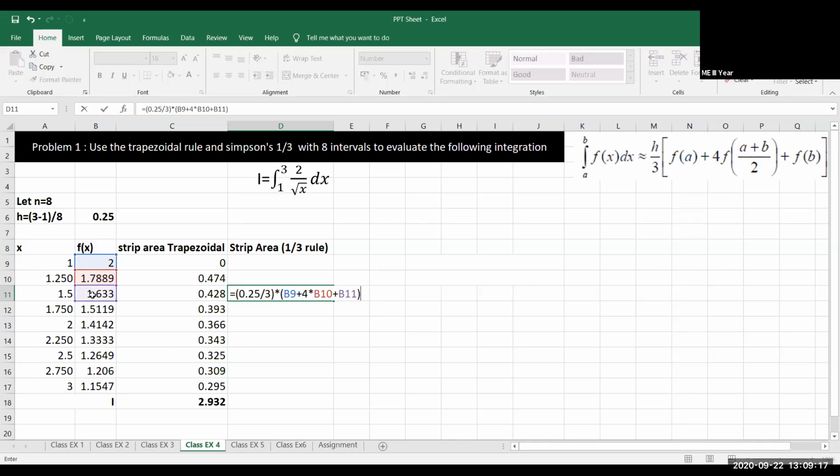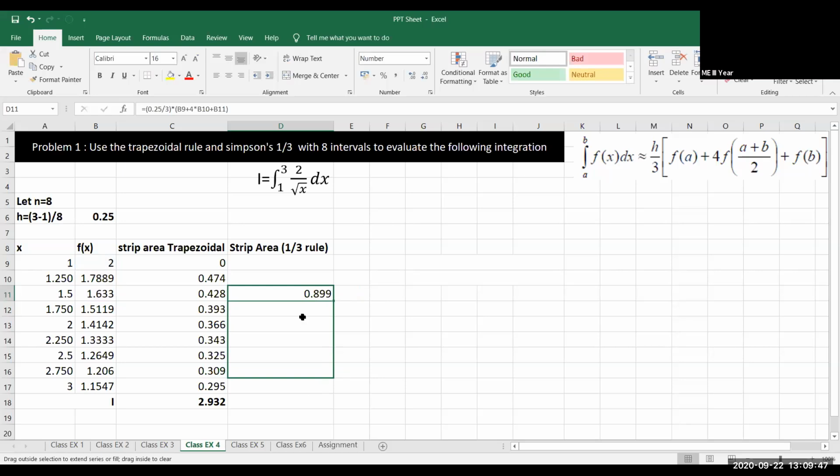Now our formula is over, because it is h by 3. Then the bracket is started. Then fa, this value, plus 4 times f of the middle term, this one, plus the last term. So the last term is this one. Hit enter, you will get this value. After that, you drag up to the last, and here you have to delete the middle term.